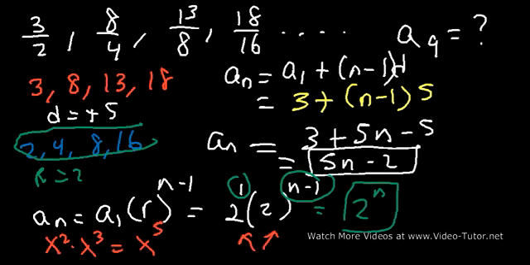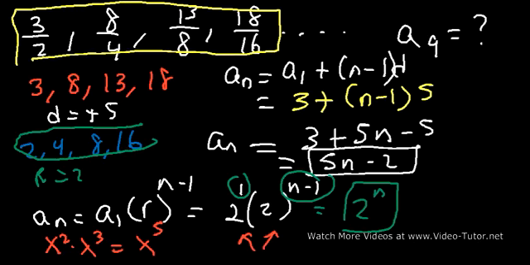If you plug in 1 for n, 2 to the first power is 2. 2 to the second power is 4, 2 to the third power is 8, 2 to the fourth power is 16. So now we've got to write an equation for these numbers here. So we're going to combine these two into one equation. So let's see where I can fit this.